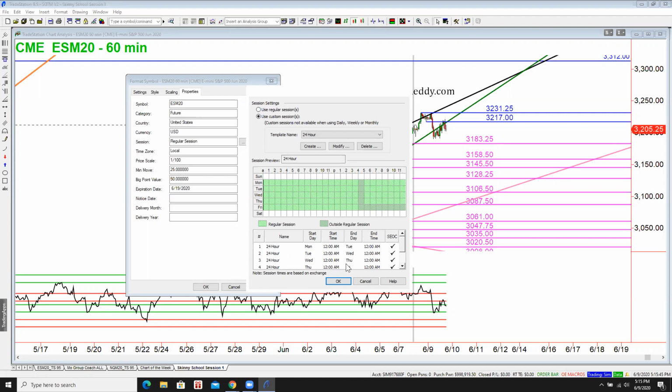It's not a matter of right or wrong. It's a matter of what I was taught and how my analysis vibes with that. And so if it ain't broke, don't fix it, right? So I'm showing you the underbelly of why my chart looks the way it does.